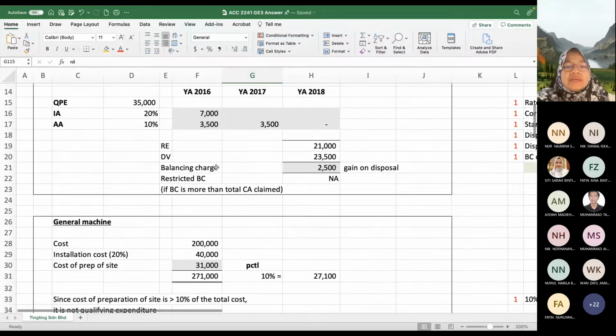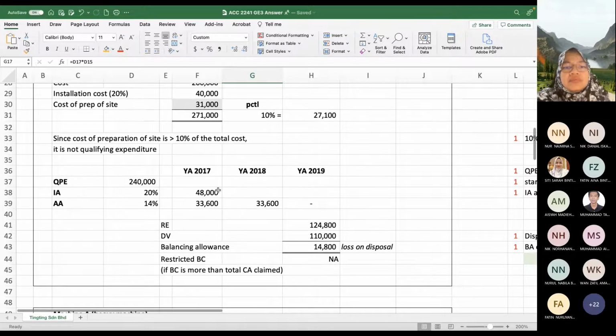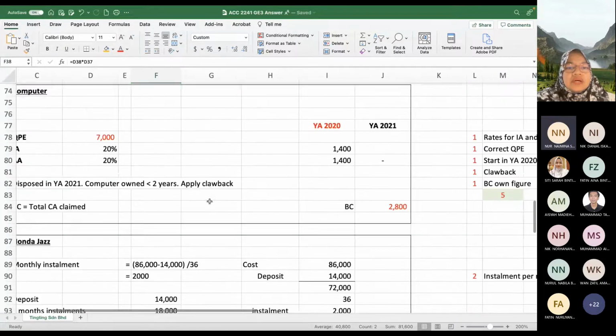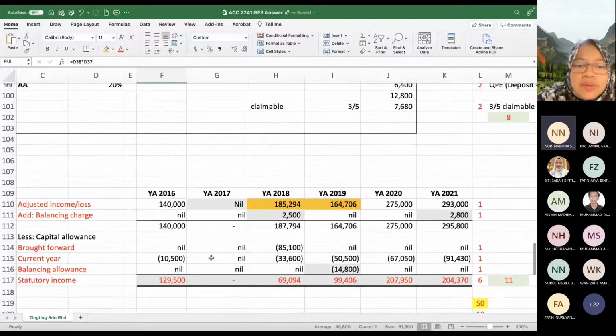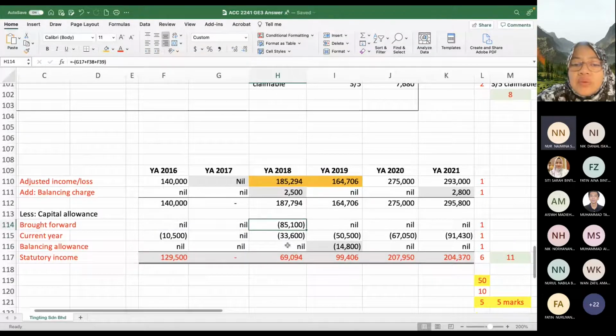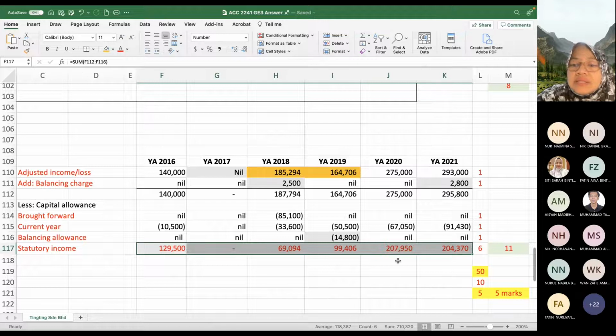So how you compute 2017 is, say for example here you have 3,500 plus another 48,300, and then you have 2017 here. So that's how. But because you don't have any income in 2017, whatever allowance that you have will be carried forward to the next year. Next year it becomes a brought forward capital allowance, right? Together with the current year allowances, you have a statutory income of 69,000. And remember that in 2018 you also have a balancing charge. So I do take the correct figure for this, and that carries 6 ticks.